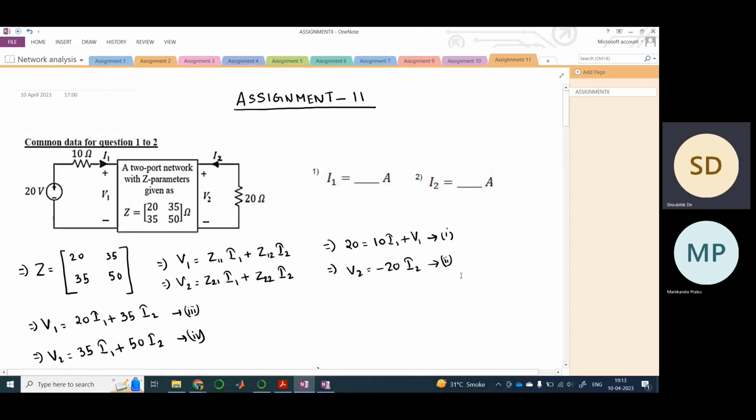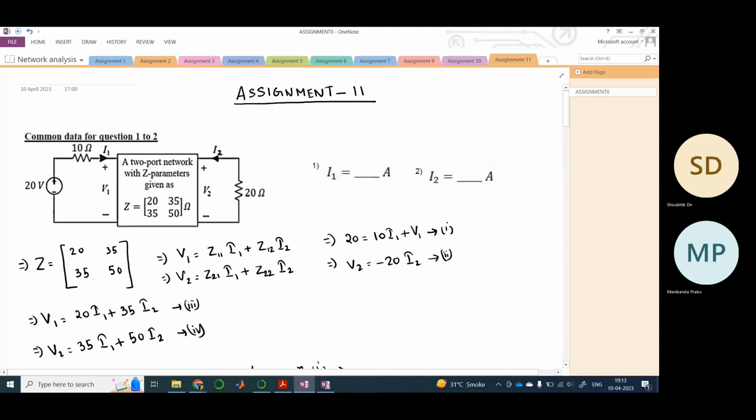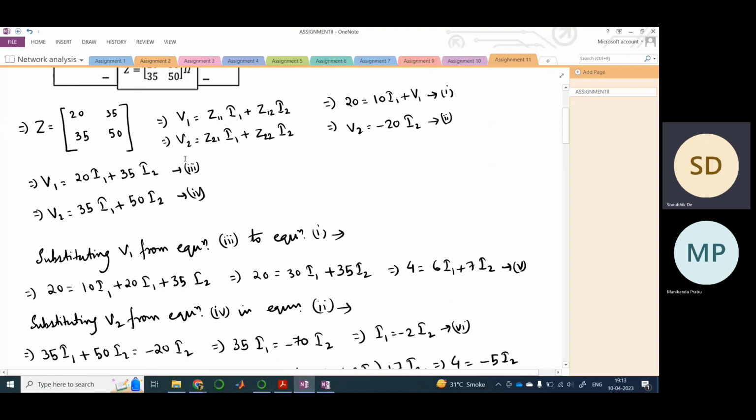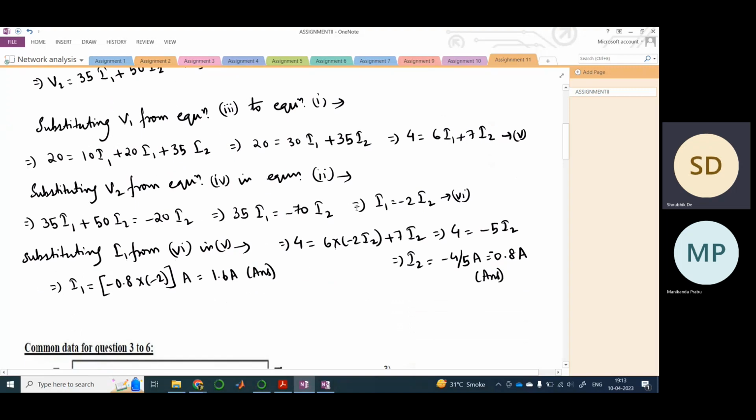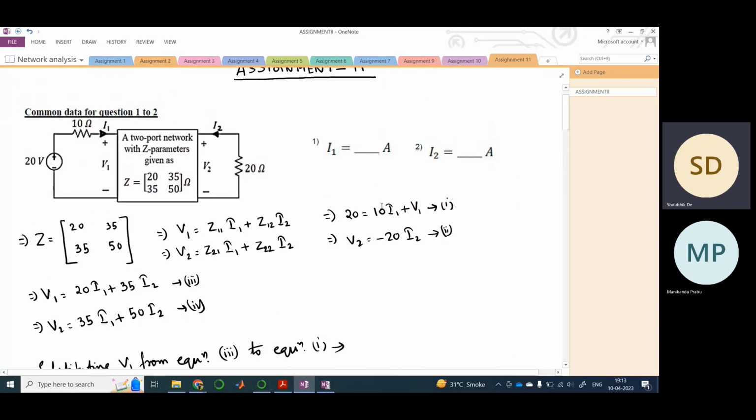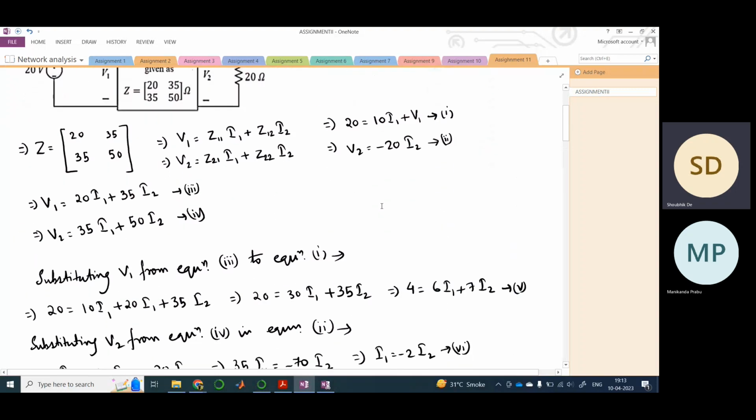So this is a very simple problem. We just need to implement the equations. We need to write the KVL for this mesh here and also the mesh here, and then just substitute the values. And we are also given the Z parameter values. So using that, we can directly get the values of I1 and I2. So I hope this is clear. If you have any doubt, please do let me know. I will clarify.